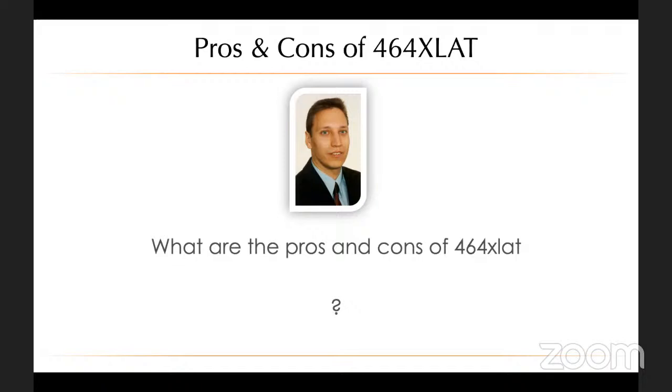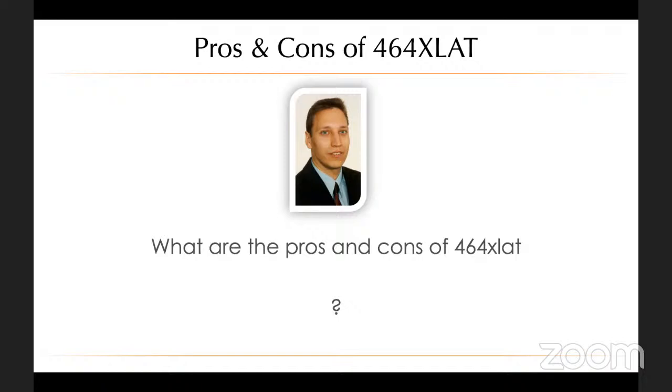Now, many people believe that 464XLAT is only for cellular networks. That's not correct. 464XLAT is for both broadband wireline and cellular networks. In fact, there are deployments in the world for both cellular and broadband, with DSL, GPON, cable, whatever. Of course, 464XLAT resolves the two problems that NAT64 has with the literals and the socket APIs. So everything works with 464XLAT.